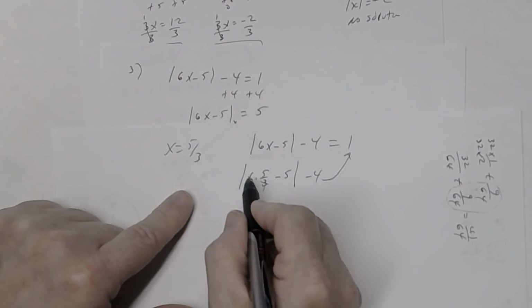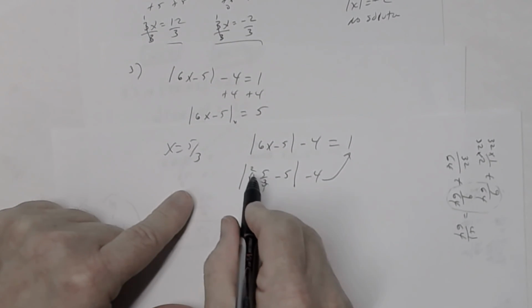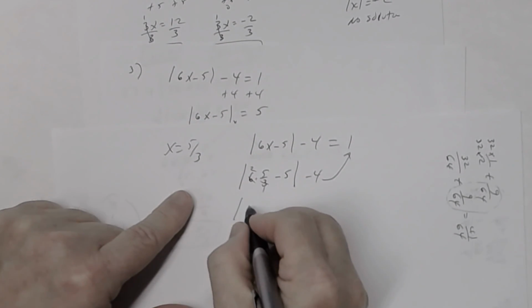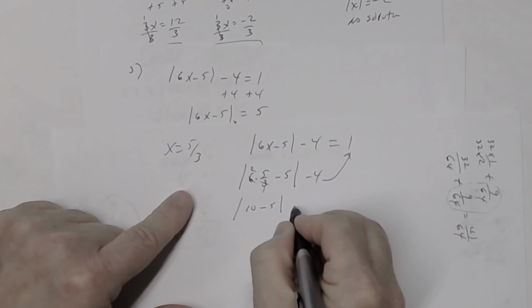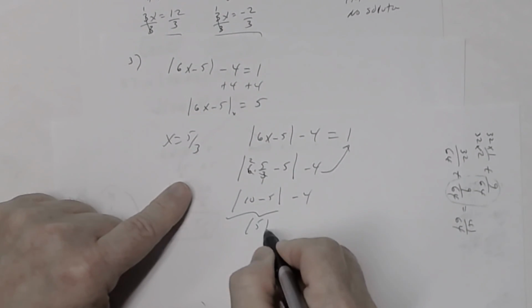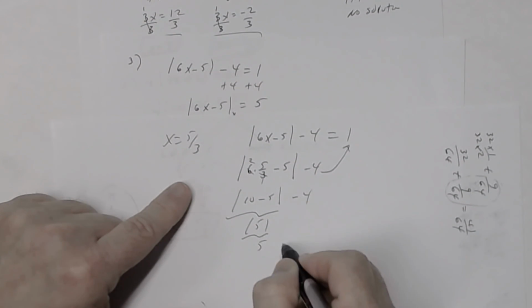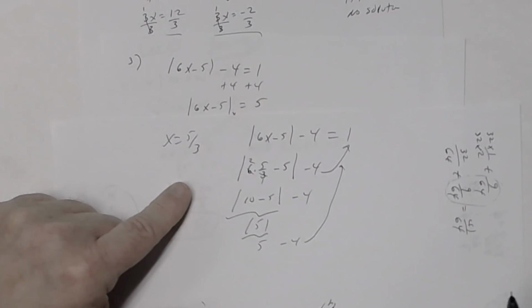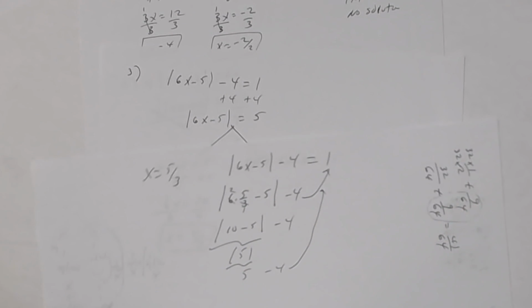So 3 into 3 is 1, 3 into 6 is 2. 2 times 5 is 10. So I get the absolute value of 10 minus 5, and then subtract 4. 10 minus 5 is 5. Well, the absolute value of 5 is 5, right? And then 5 minus 4 is indeed 1. All right, so that's how you check that.